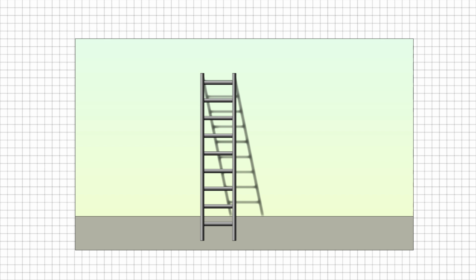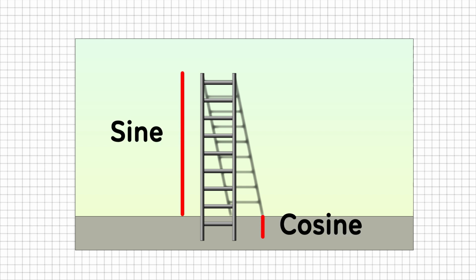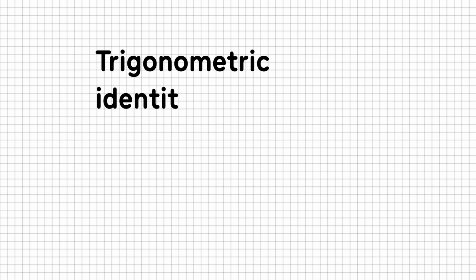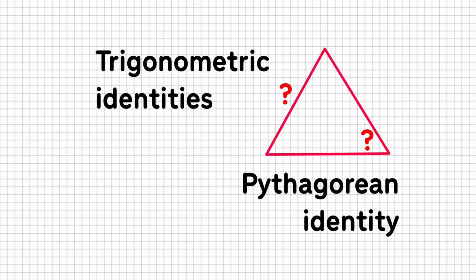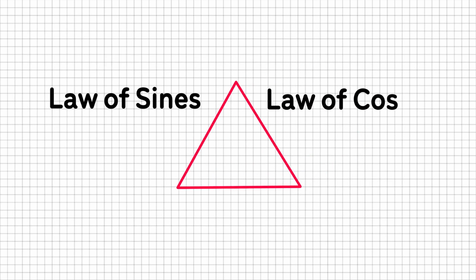Picture a ladder leaning against a wall. Sine tells you how high the ladder reaches, cosine shows how far its base is from the wall, and tangent is the steepness of the ladder. With trigonometric identities like the Pythagorean identity, which we'll get to, you can find missing sides or angles while the law of sines and the law of cosines let you solve triangles.